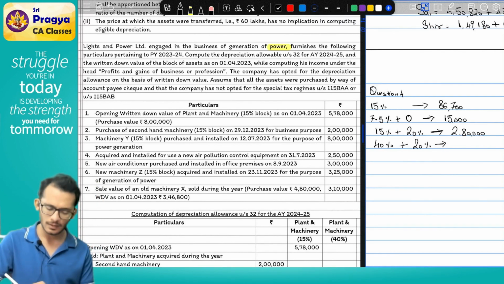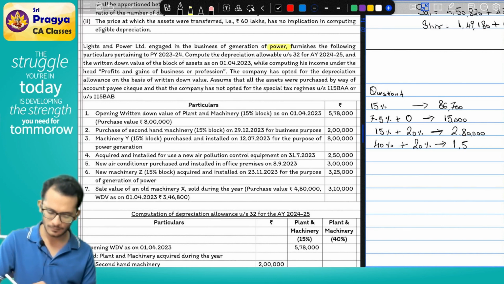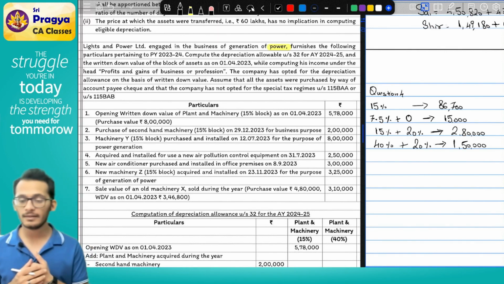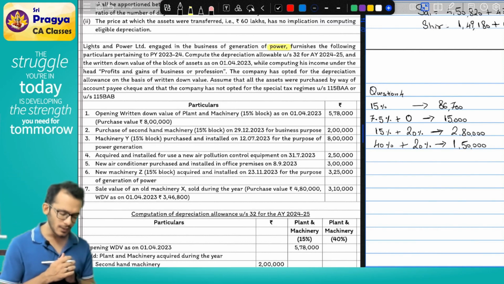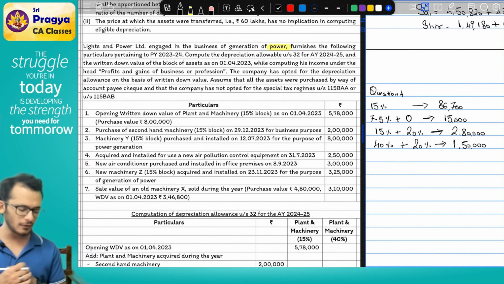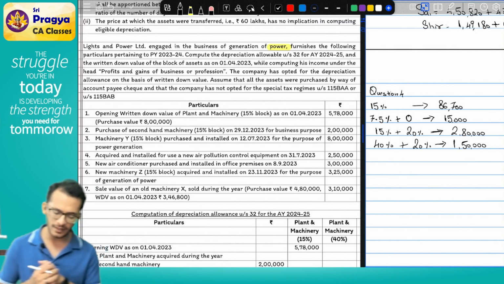1,20,000. 1,50,000. Clear? Can we go forward? Yes. Next. New air conditioner which is purchased and installed in office premises on 8th September 2023.